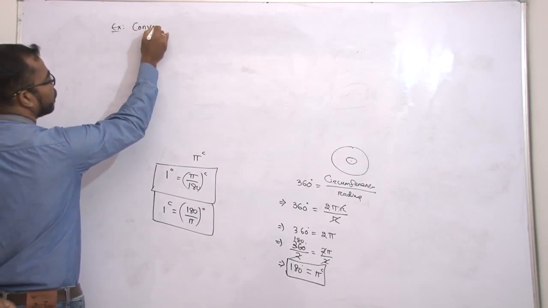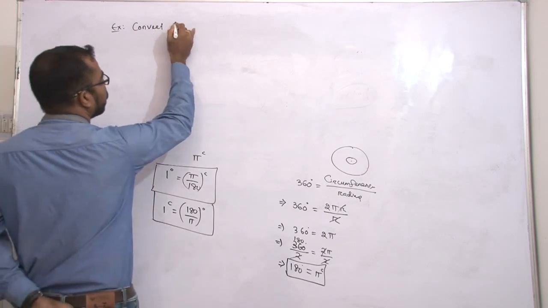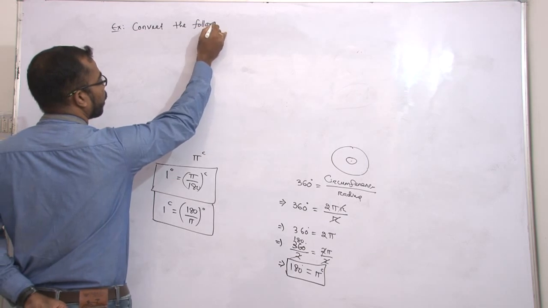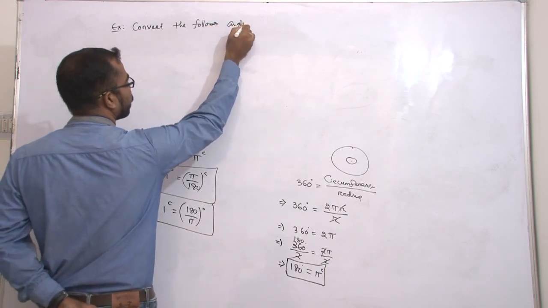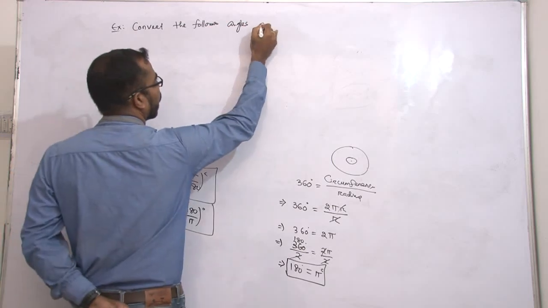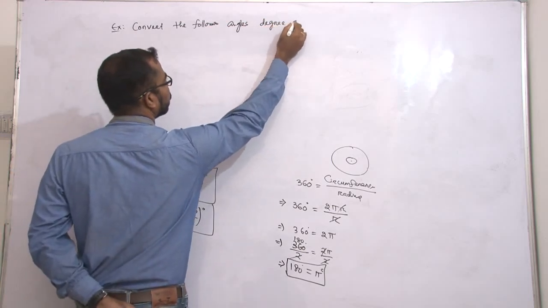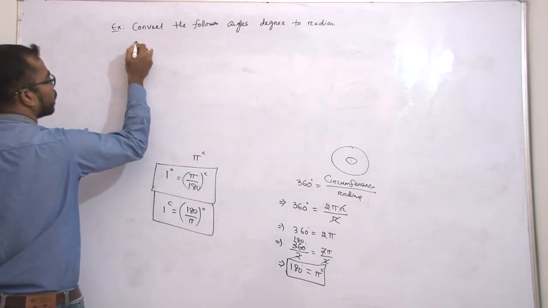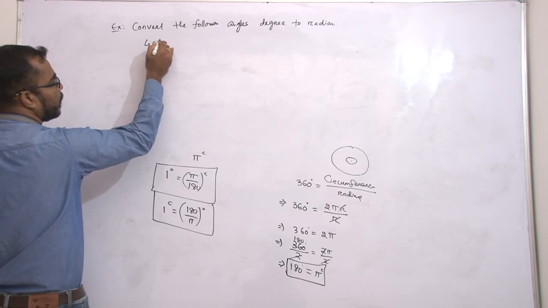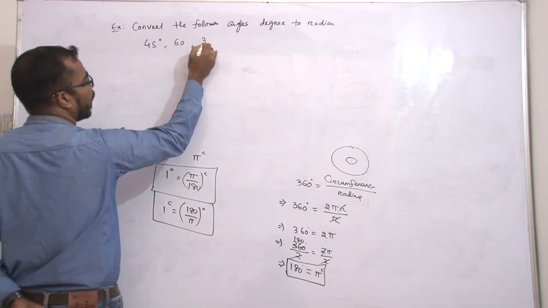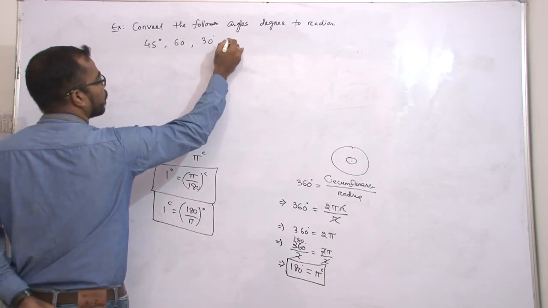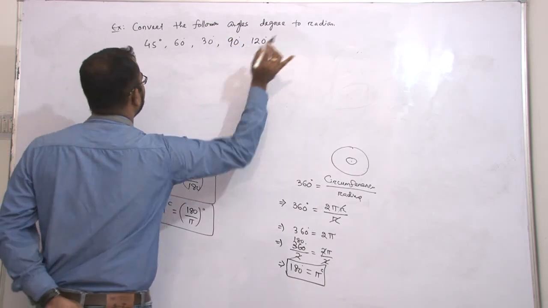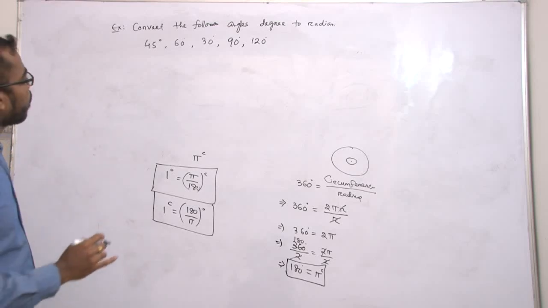Convert the following angles from degree to radian. Suppose 45 degree, 60 degree, 30 degree, or we can write 90 degree, 120 degree, etc. So you have to take some examples.